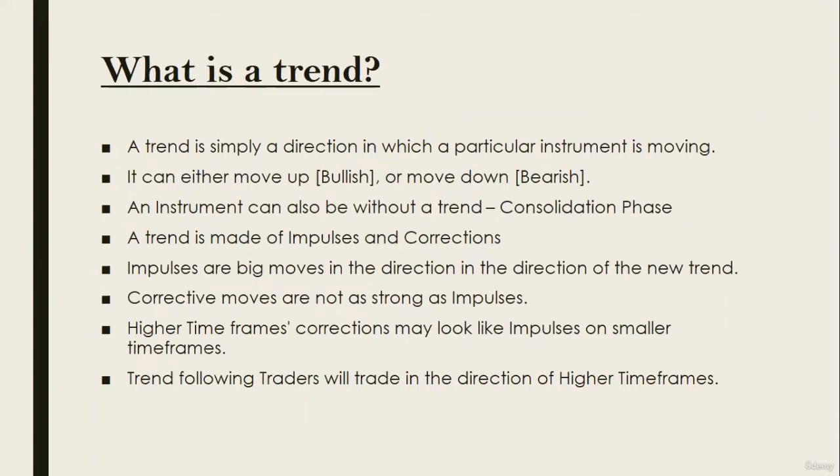So yeah, let's start. So what is a trend? A trend is simply a direction in which a particular instrument is moving. It can either move up, which is a bullish move, or bullish trend, or it can move down, which is a bearish trend. So we say the market can either be going up or it can either be going down. Those are the two trends that we have. Or it can be moving without any trend, which is called a consolidation phase. It can be ranging in between two prices.